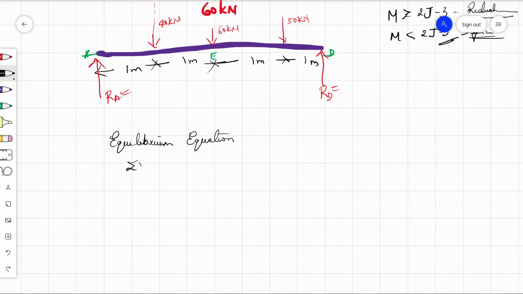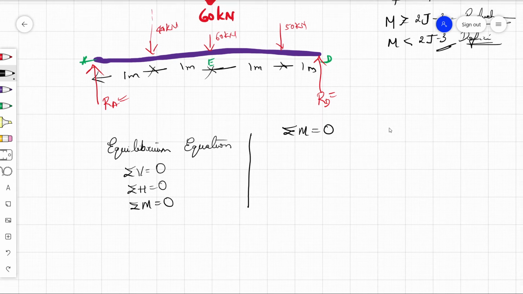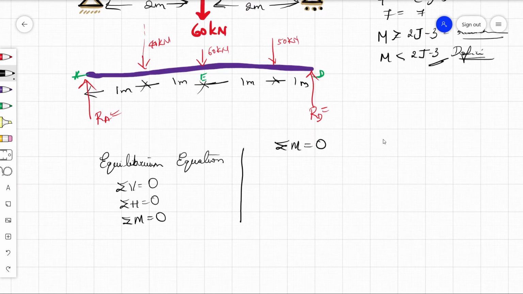That is, summation of vertical force is equal to 0, summation of horizontal force is equal to 0, summation of moment about a point is equal to 0. We have three equilibrium equations. So let me take the first equilibrium equation as summation of moment about a point is equal to 0. It's better you take summation of moment equal to 0 as the first equation, because most of the solution will be obtained from here itself.